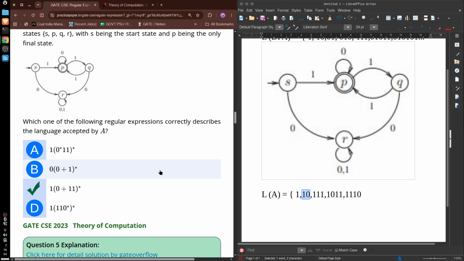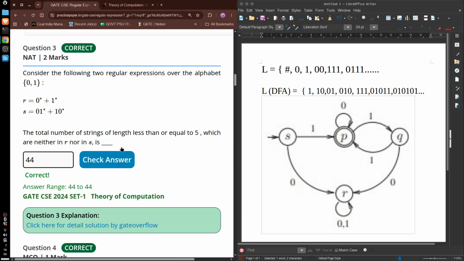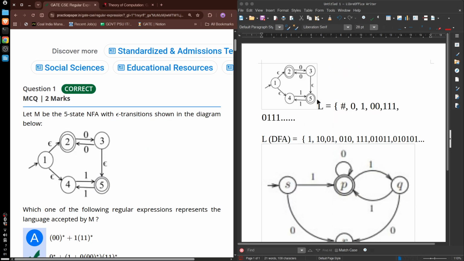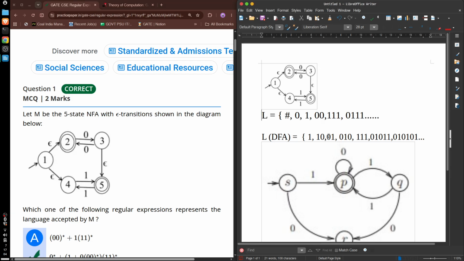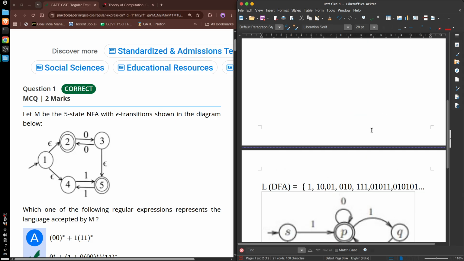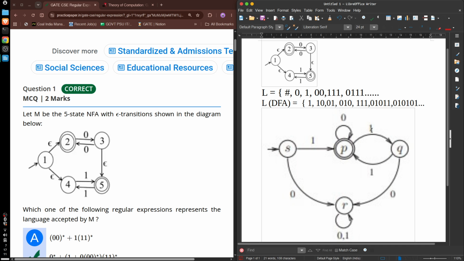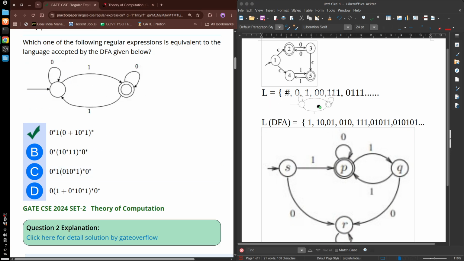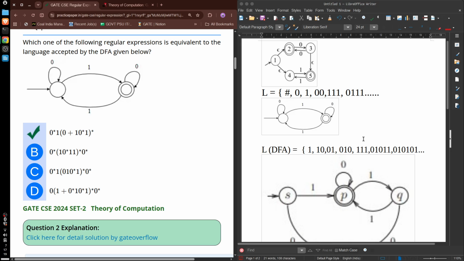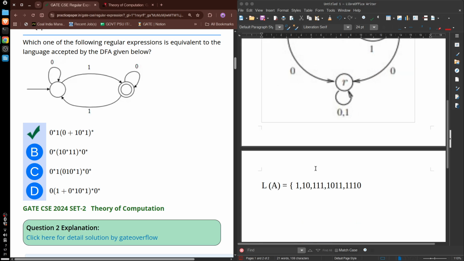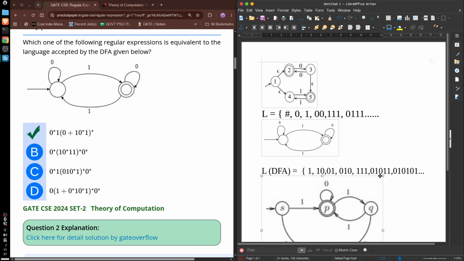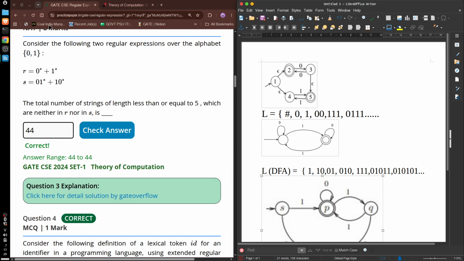Correct. Let me just copy this thing, and this as well. Maybe that will help sometime. Okay, so these are the sequences.